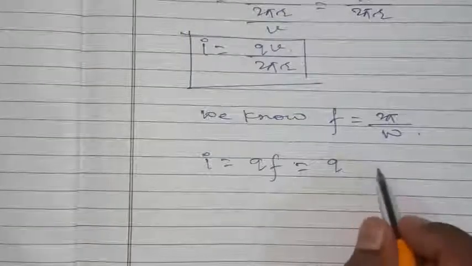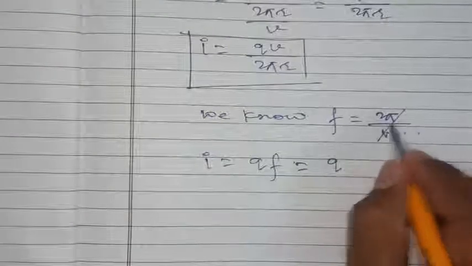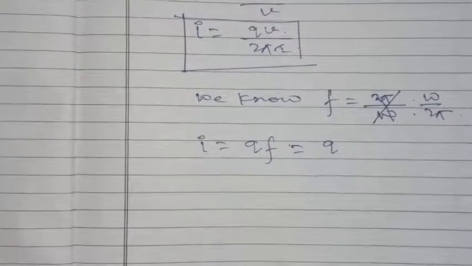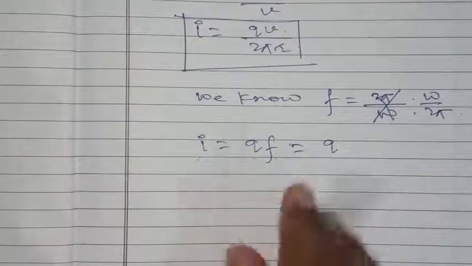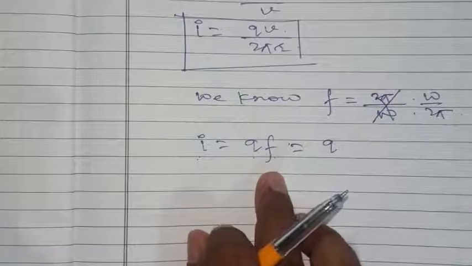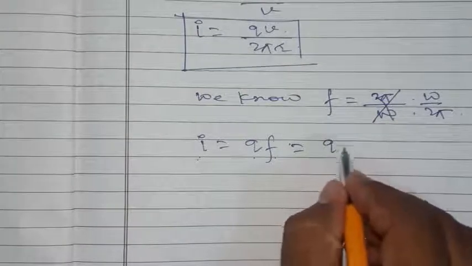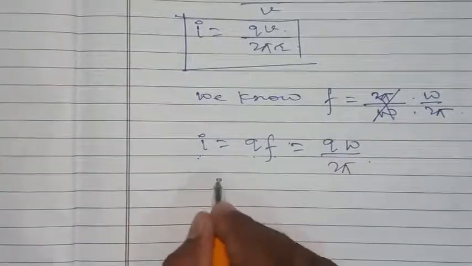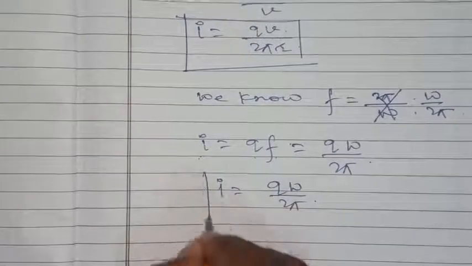We know that f equals, that is, frequency equals omega by 2 pi. So then we can write I equal to q into f, and we can put the value of frequency here, q into omega divided by 2 pi. So I becomes q into omega divided by 2 pi.